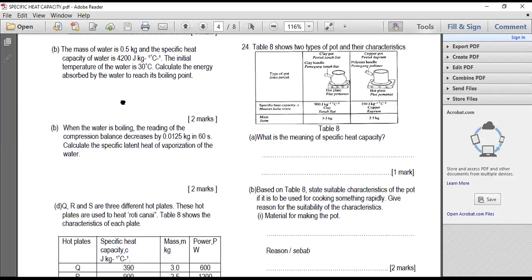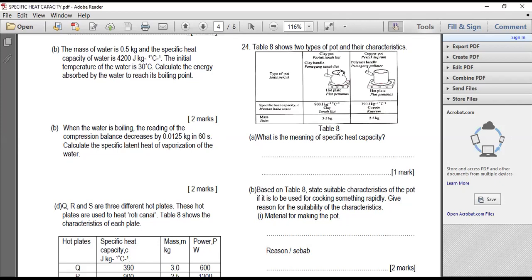Okay, now we look at number 24. Table 8 shows the type of pot and their characteristics. What is the meaning of specific heat capacity? This one you can refer to the earlier one. Okay, next. Based on table 8, state the suitable characteristic of the pot if it is to be used to cook something rapidly. Give reason for the suitability of the characteristics.